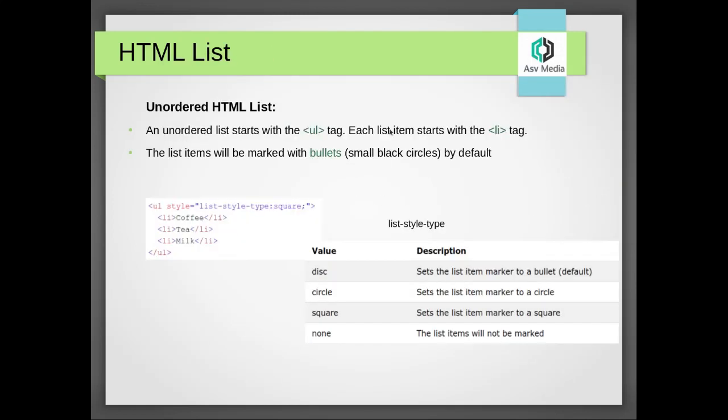Next, move to the HTML list. An unordered HTML list starts with the UL tag, that is the unordered list tag, and each list item starts with the li tag, and the list items will be marked with bullets, small black circles by default in an unordered list. The basic syntax of the unordered list is UL style type square. It is inline CSS, and this value you can change to disc, circle, square, none. By default it will come in small black circles, so you can change it to disc, square, circle, and if you don't want it, just type none.